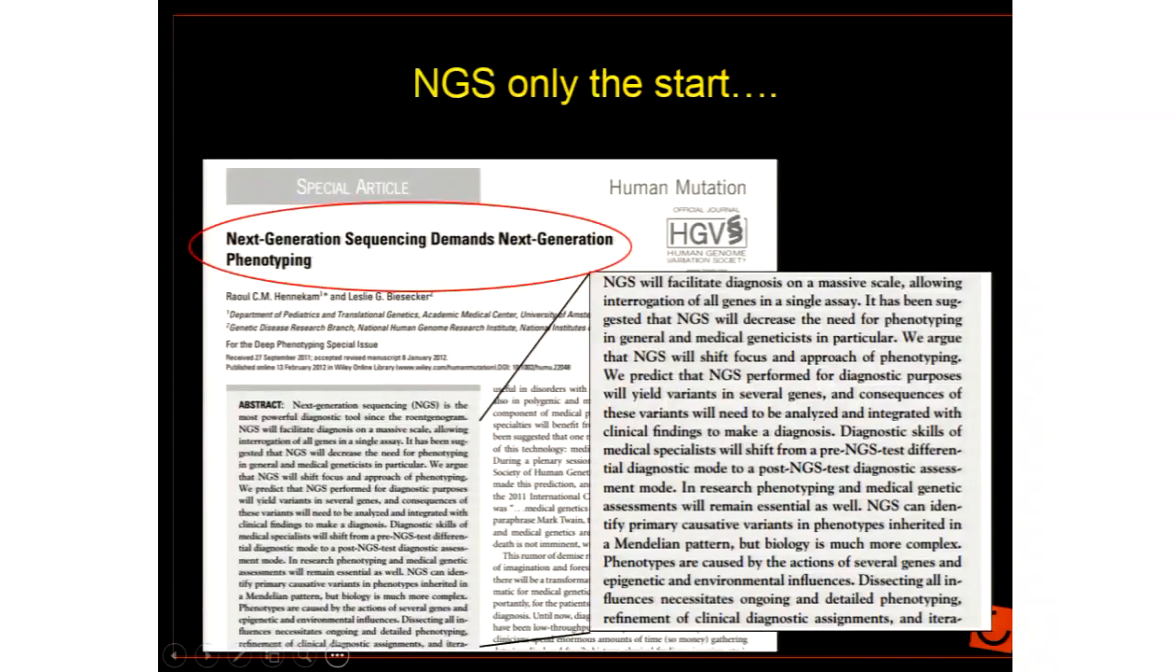And this was already indicated several years ago by Raoul Hennekam and Leslie Biesecker also, that next generation sequencing is really demanding a next generation phenotyping. So with respect to the main question of this session, yes, we really do need functional assays to confirm the findings of next generation sequencing. Actually, next generation sequencing is only a start, and after that, the real work starts. And that's not only true for peroxisomal disorders, but maybe for all genetic disorders in general.